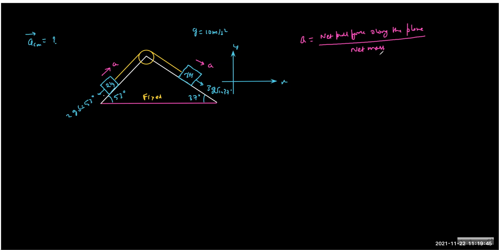Sir, I got the ACM vector in vector form as 30 i cap by 125 minus 2 j cap by 125. Something like this, right? Yes, sir. All right, so let me write down for all of you.